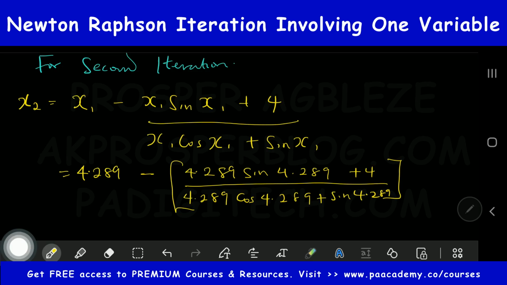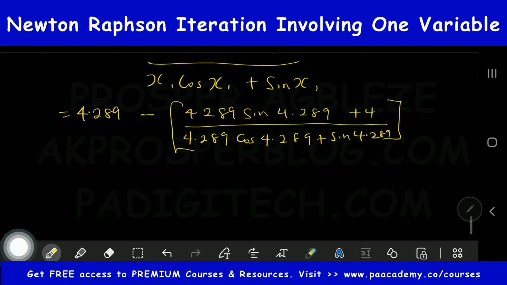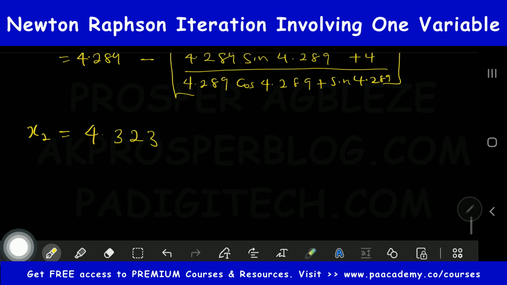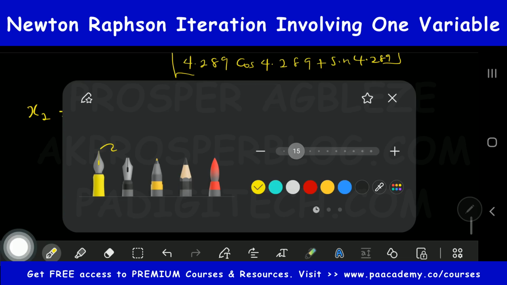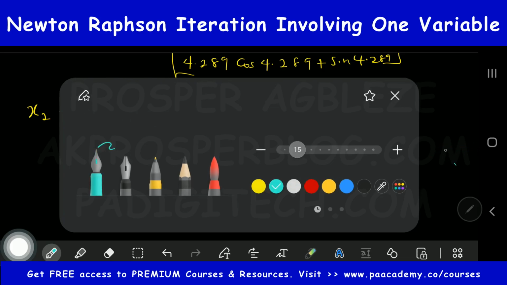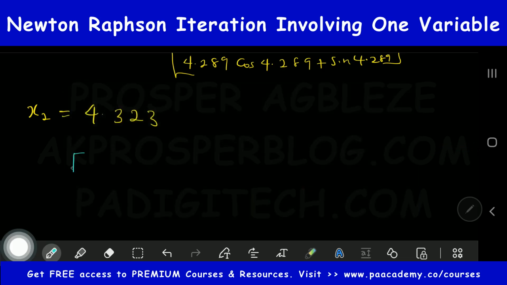Now if you solve this, don't forget to make sure your calculator is set to radian. So we are going to get our x2 to be equal to 4.323. Now, how do you know where you are supposed to stop? Because for this, we are still going to continue to our third iteration, and let me tell you why. So let me just write it out.